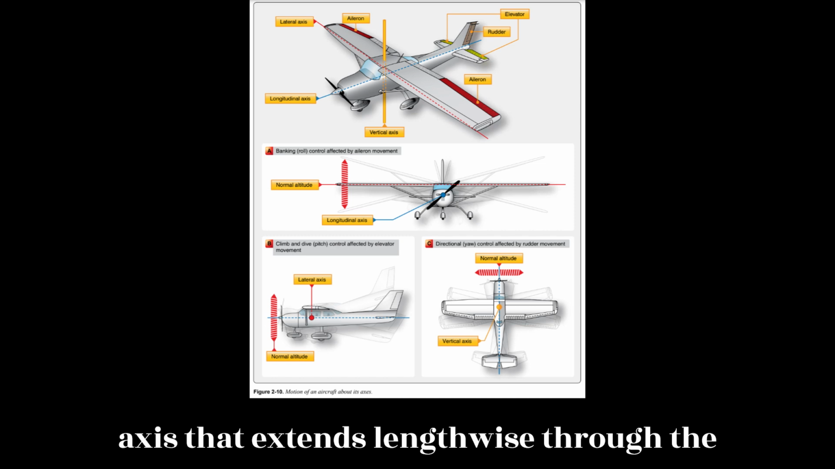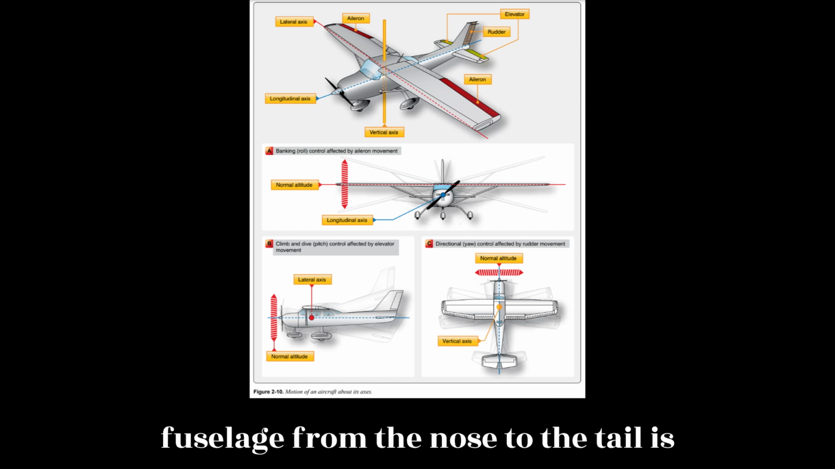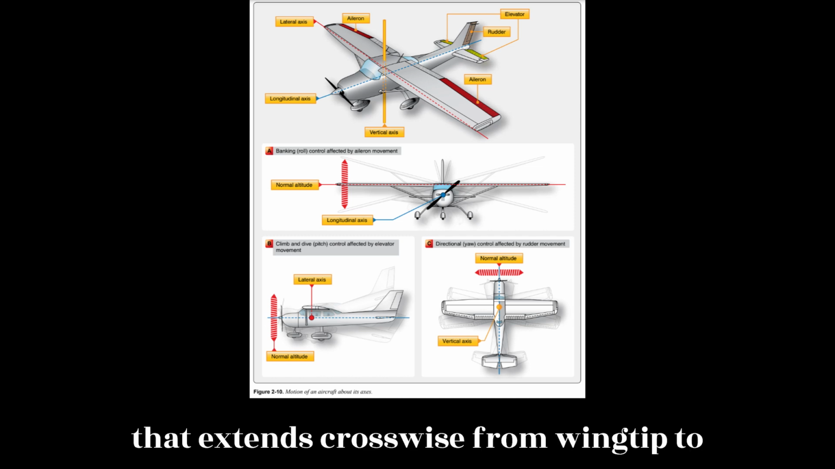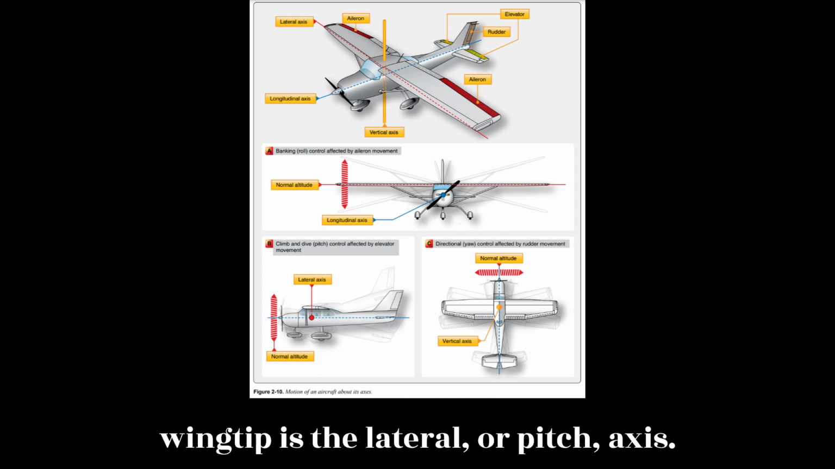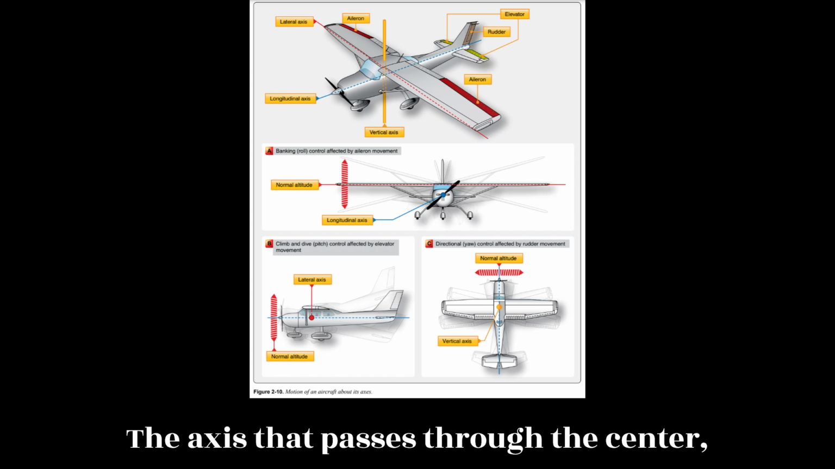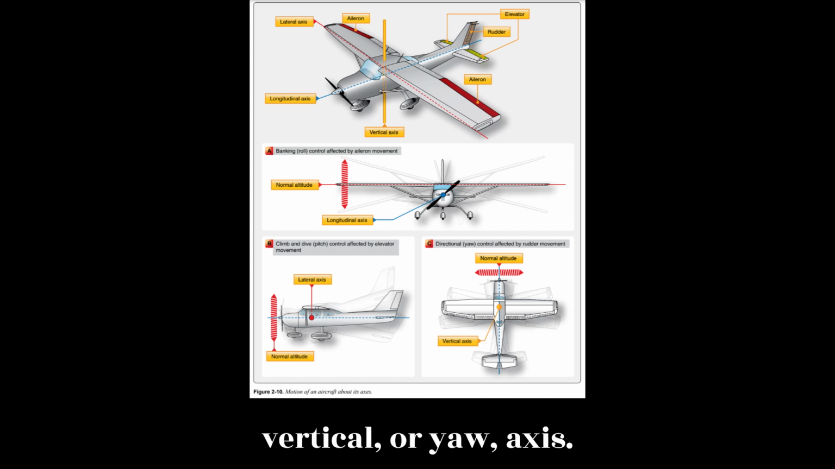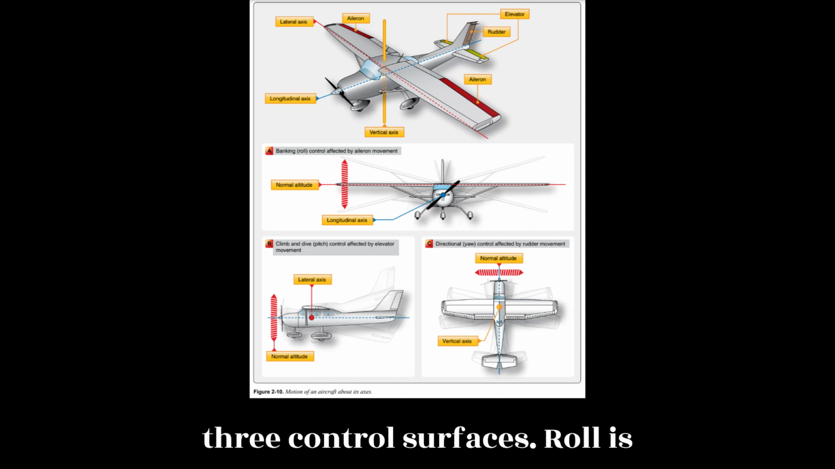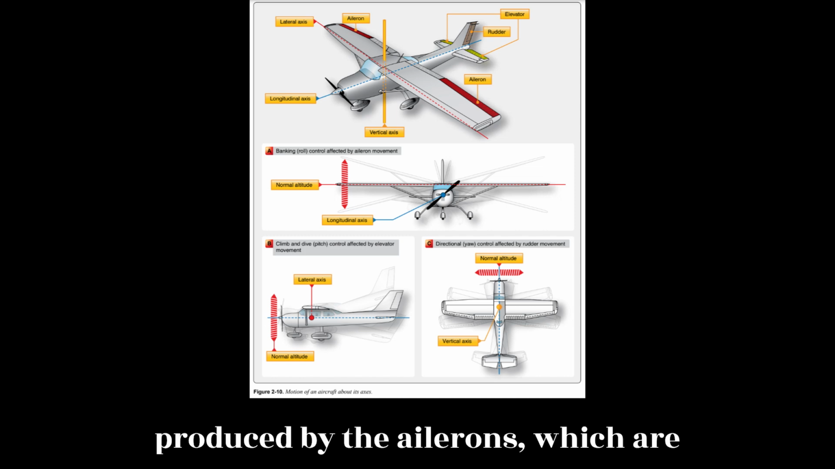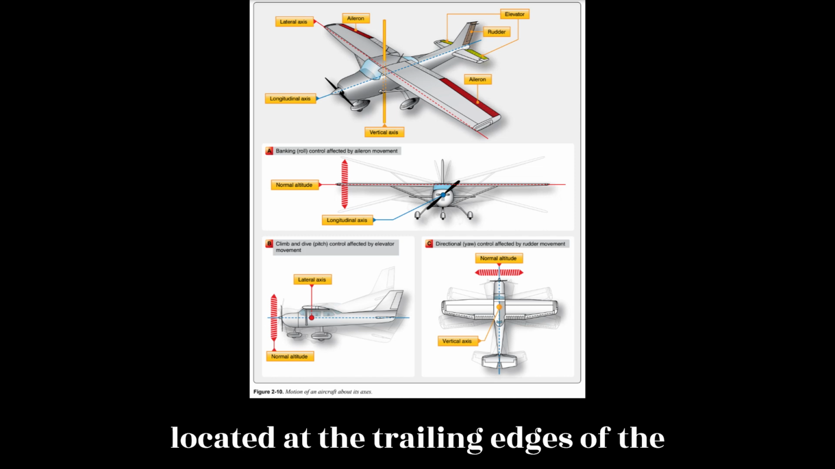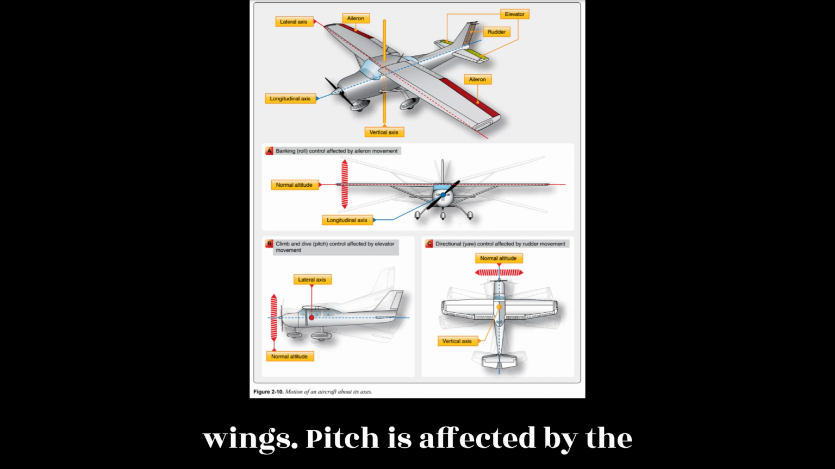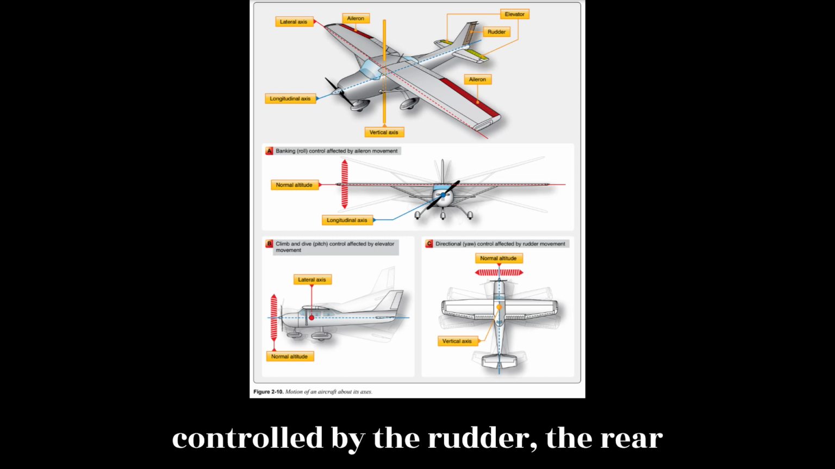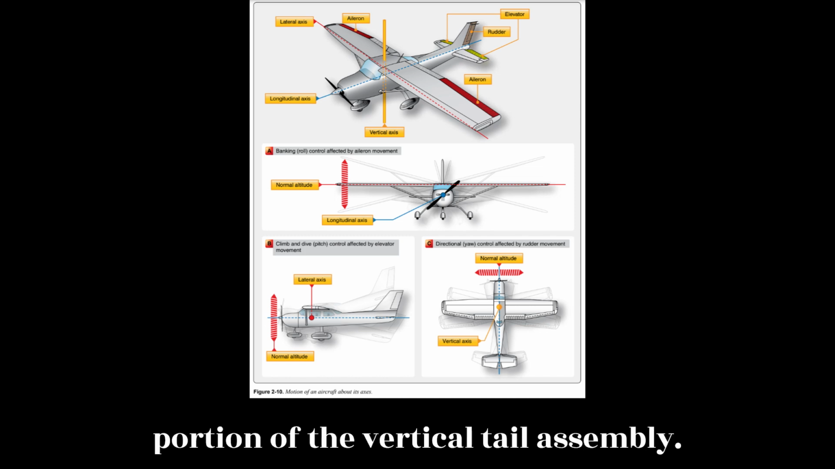The axis that extends lengthwise through the fuselage from the nose to the tail is called the longitudinal axis. The axis that extends crosswise from wingtip to wingtip is the lateral, or pitch, axis. The axis that passes through the center, from top to bottom, is called the vertical, or yaw, axis. Roll, pitch, and yaw are controlled by three control surfaces. Roll is produced by the ailerons, which are located at the trailing edges of the wings. Pitch is affected by the elevators, the rear portion of the horizontal tail assembly. Yaw is controlled by the rudder, the rear portion of the vertical tail assembly.